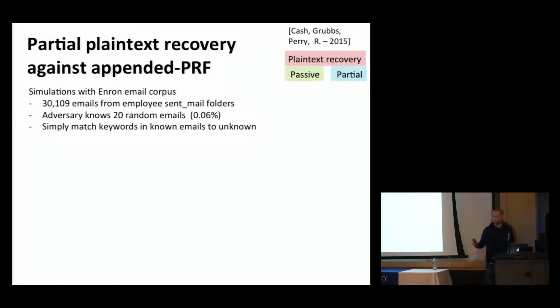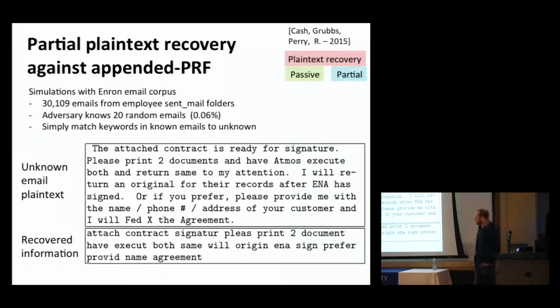And then he just tries to run the attack I just described, matching things to what he knows. So you can get, anecdotally, a significant amount of information about unknown emails. Here's an unknown email, plain text. And here below is the recovered information. It's talking about doing some contract with some company, yada, yada, getting a signature.